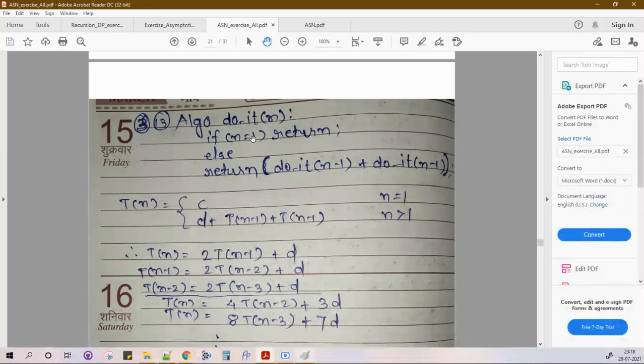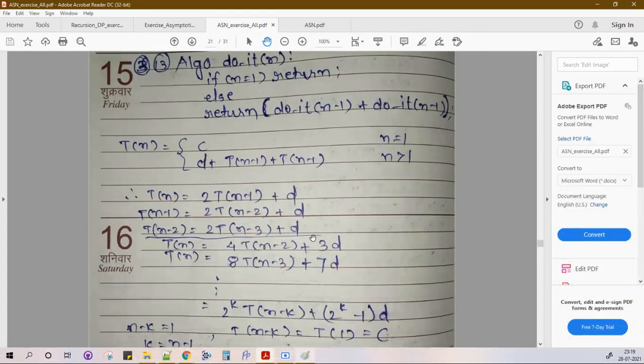Now what this is telling is we have one algorithm called do it. The input is n. The base condition is n equal to 1, then we will return. So this will terminate the recursive call. In the else condition, we will make two recursive calls of this algorithm, of n minus 1 and n minus 1. If I want to write the equation, for n equal to 1 it is constant, and if n is greater than 1, then it would be a constant time d for the if condition plus t of n minus 1, t of n minus 1. So it is nothing but 2 times t of n minus 1 plus d, right?